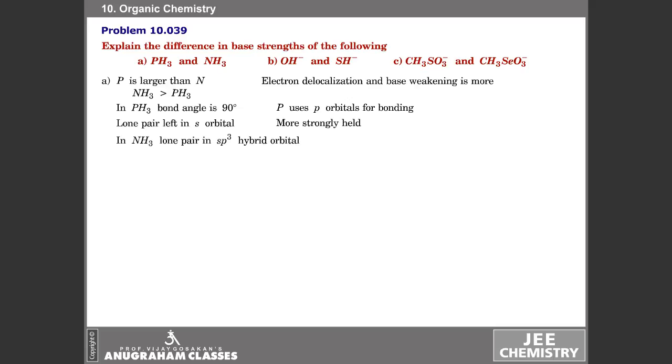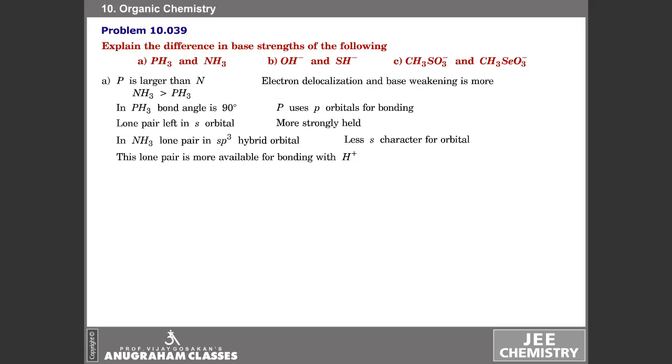There are 4 sp3 hybrid orbitals, 3 of them accommodating the bond pairs and 1 having the lone pair. And this orbital has less s character. Therefore, the stabilization is less. This makes the lone pair more available for bond formation. That is, the electron can attract a proton. Therefore, ammonia is a stronger base than PH3.